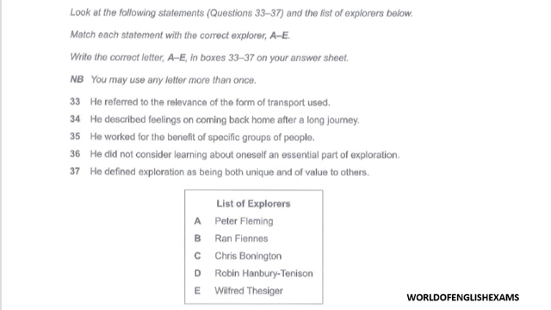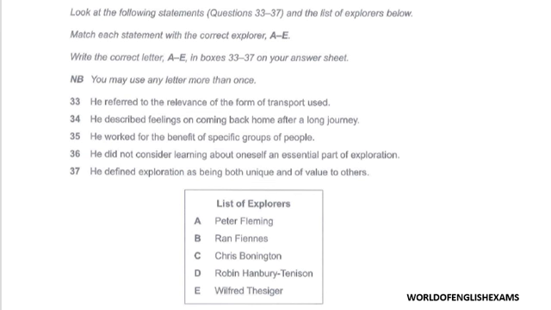I told you to have a pen and paper ready. So please write it down: for the 33rd question, the clue is forms of transport. Next, he described the feelings on coming back home after a long journey. So this particular person is talking about the feeling, how a person will feel after coming back home from an exploration. Please write it down: for the 34th question, the clue is feelings after coming back.